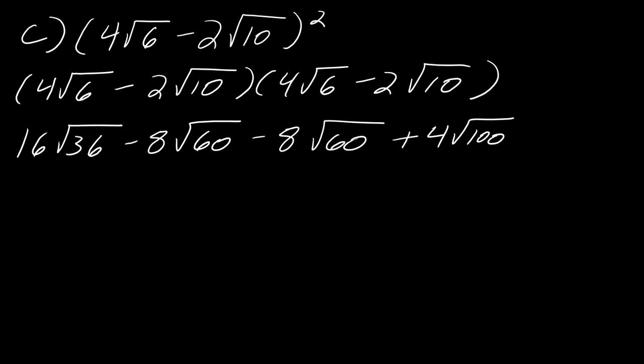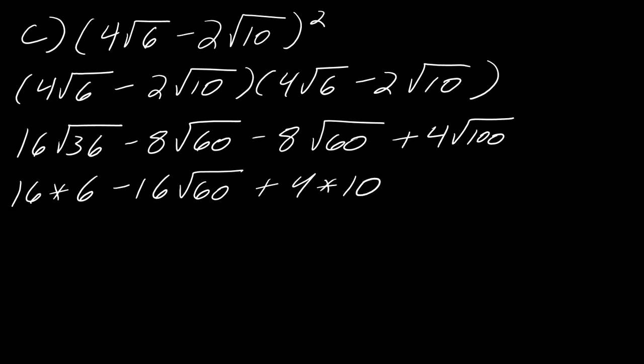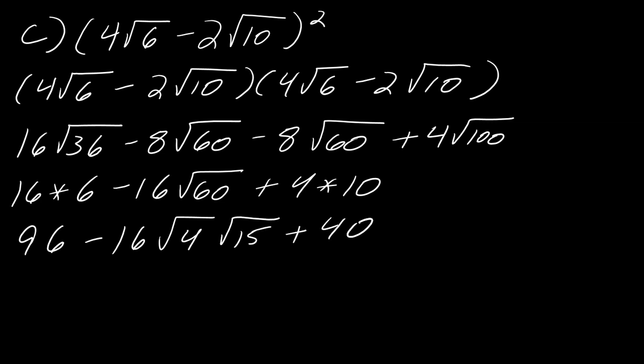Okay, so let's keep going with this. So I'm going to have 16 times 6 minus 16 times the square root of 60, plus 4 times 10. Now the square root of 60 can be broken down, and 16 times 6 is 96. The square root of 60 can be broken down into the square root of 4 times the square root of 15, and then 4 times 10 is 40.